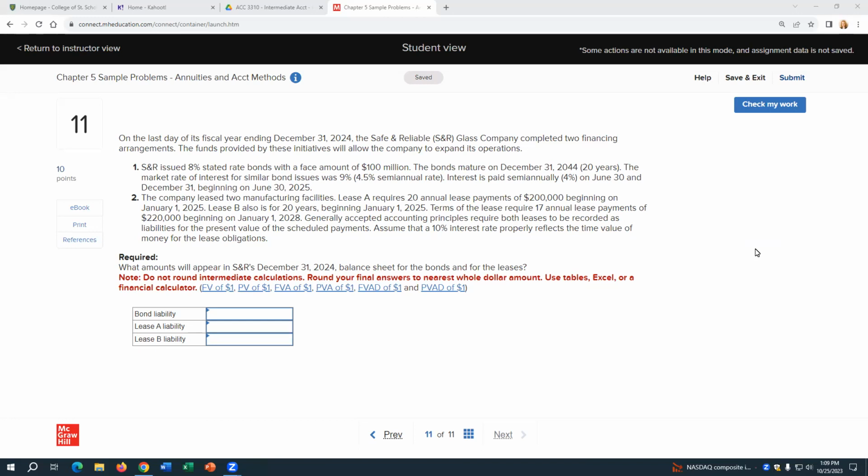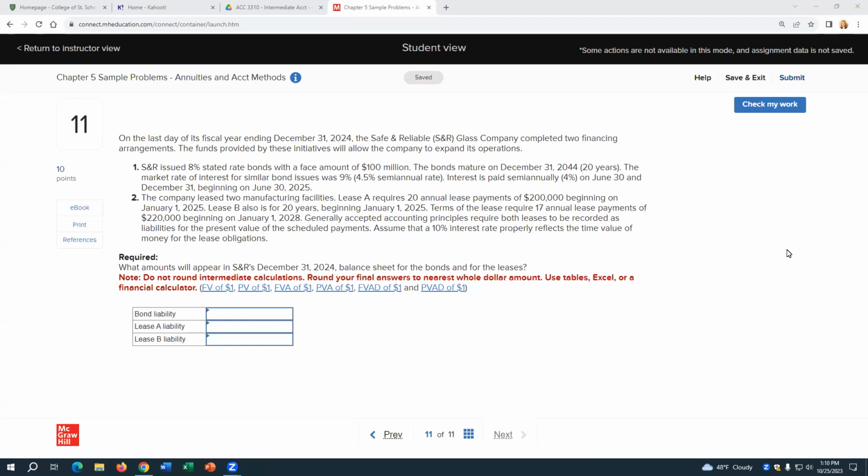And then the other options are two leases for the manufacturing facilities. We have one with 20 annual lease payments of $200,000. And we also have a 20-year lease with 17 annual lease payments beginning on January 1st of 2028. So two of these three options are just total review of what we've done in the past. The second, the lease B liability, throws a little bit of a wrench in the works by adding in that deferred annuity concept, right?